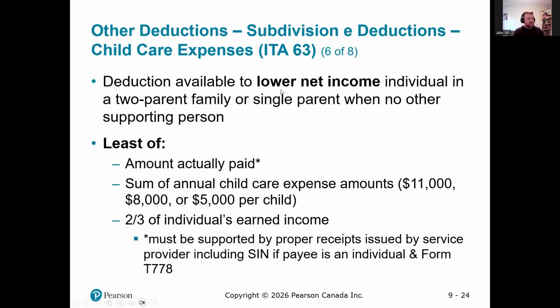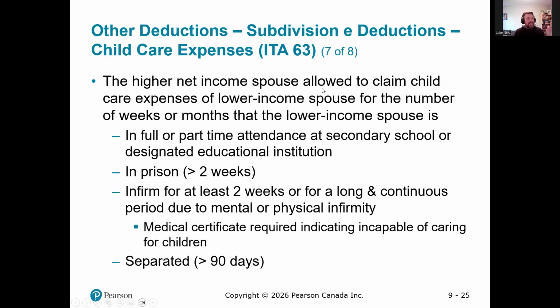Okay, so with the lower net income, the higher net income spouse can claim childcare expenses as long as they can show that the lower income individual was incapacitated or restrained or otherwise unable to provide the care. If they were in full or part-time attendance at secondary school or a designated higher education institution. So yes, they were in childcare, but it's because they were going to school. Okay, well, they're not making any money while they're in school. We'll allow the higher net income person to make the claim.